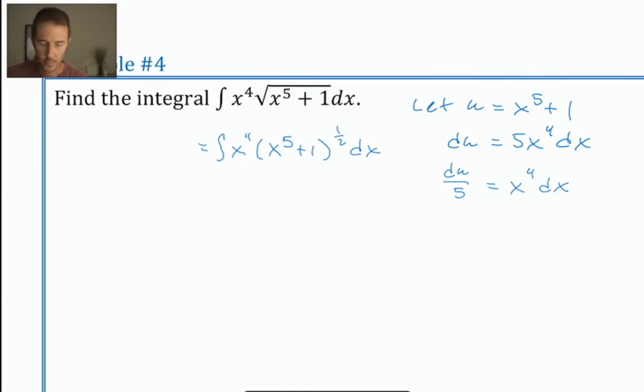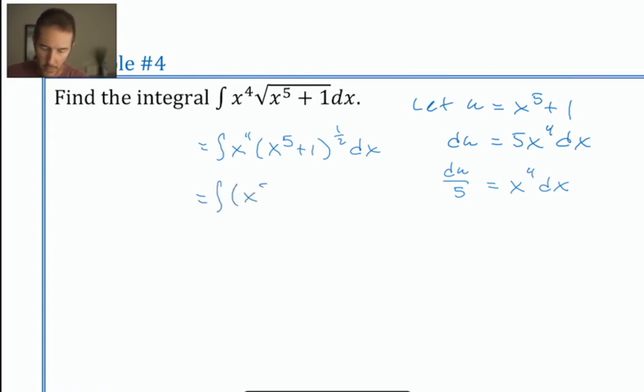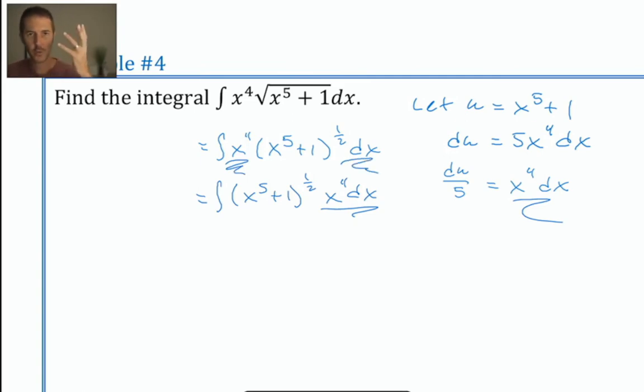Okay, now let's substitute. This is equal to, and if you wanted to, actually, before we make our substitution, you could rewrite this one more time. You could write this as x to the 5 plus 1 to the 1/2 power times x to the 4 dx. That way, this and this look like they're ready to be swapped out. If you're comfortable leaving them kind of separated like this and still making that substitution where those two things come together and become the one thing, which is the du over 5, that's fine. Do whatever's most comfortable for you and is going to make sense when you reread your notes.